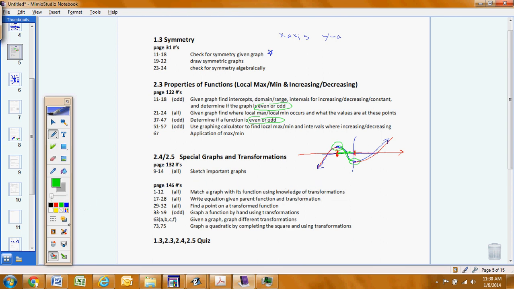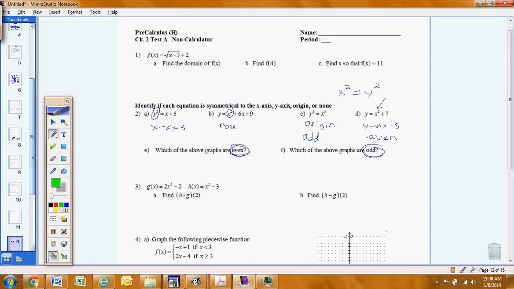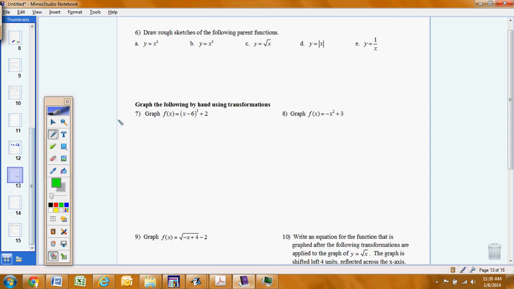Make sure you know all the important graphs. Let's see if we have a test question on that as well. No, nothing there. Oh, here they are. Draw rough sketches of all these parent functions. You have to know what all of those look like.